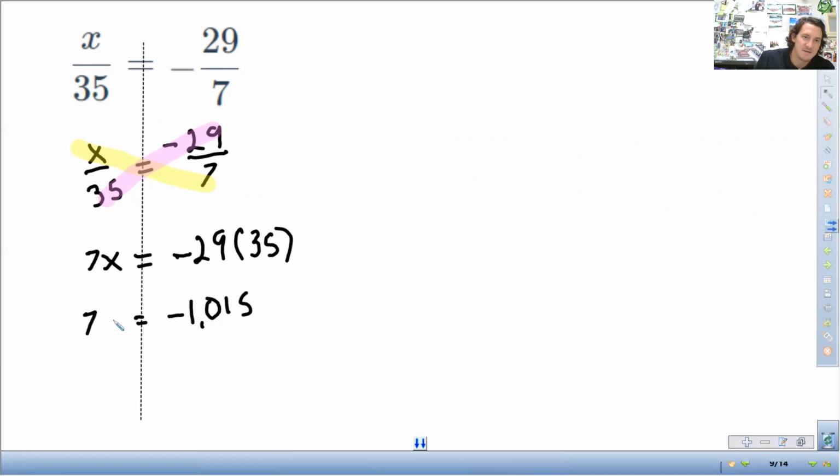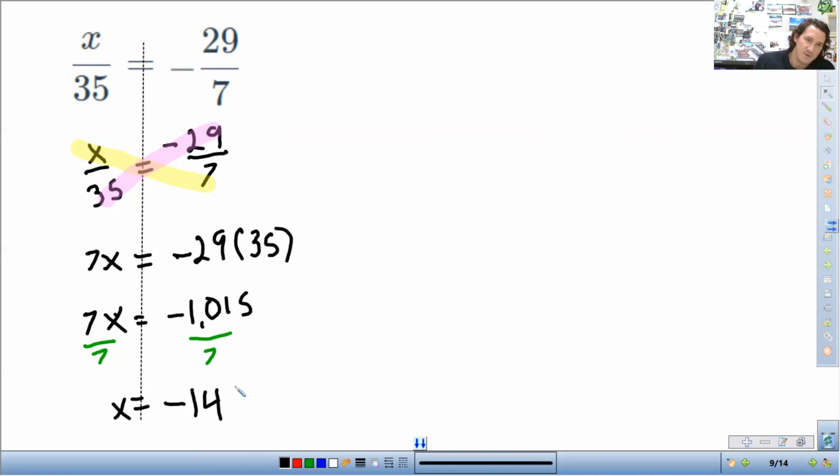That's 7 times x, so opposite multiplying by 7 is dividing by 7. So negative 1,015 divided by 7 is negative 145. So it's negative because that's a negative up there. So negative divided by positive is a negative 145.